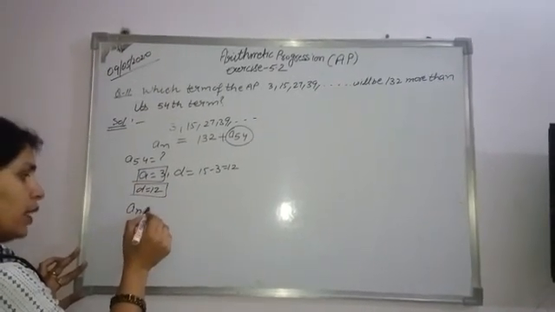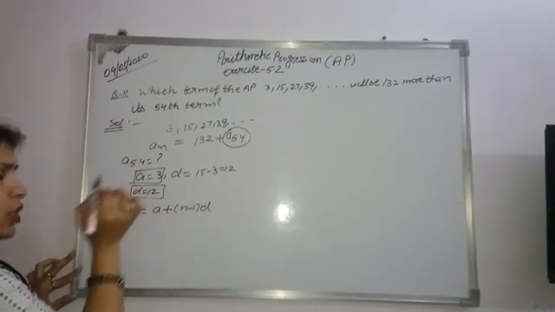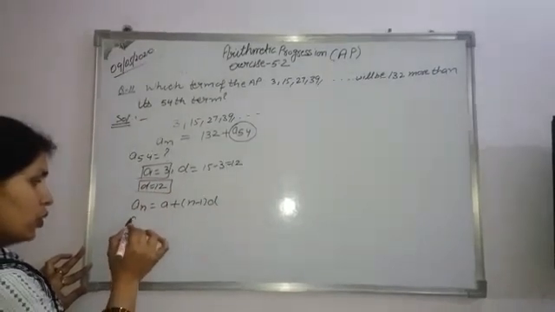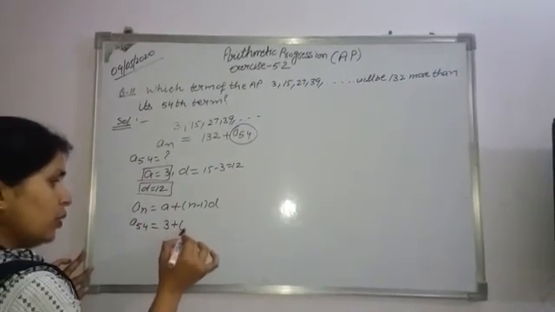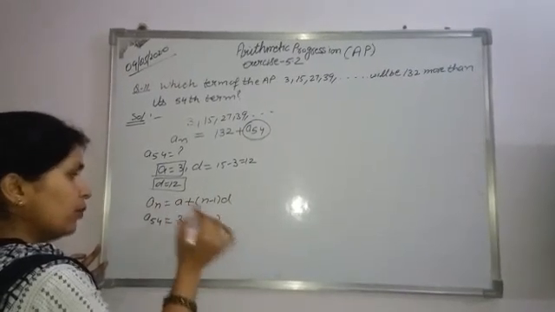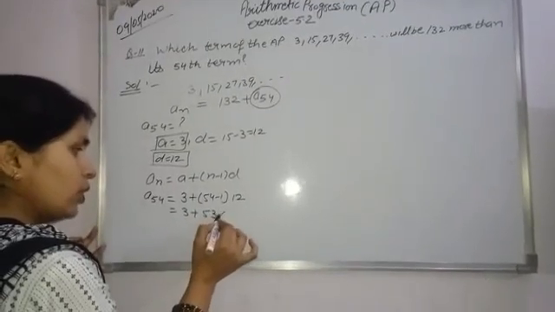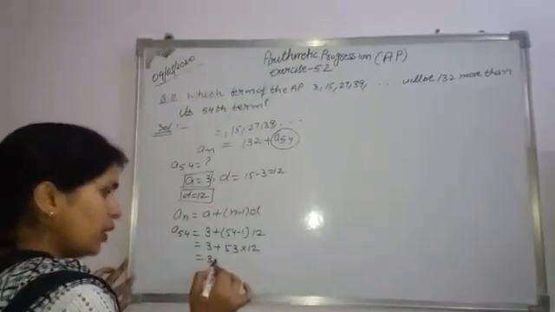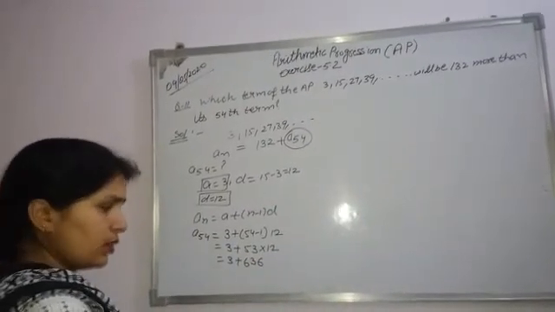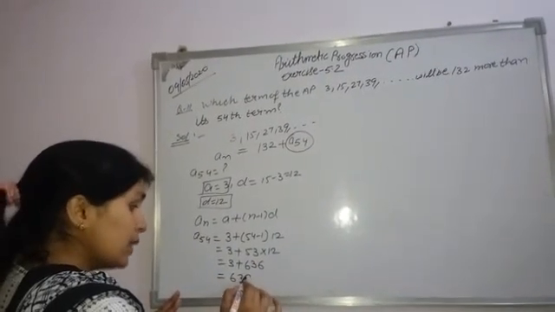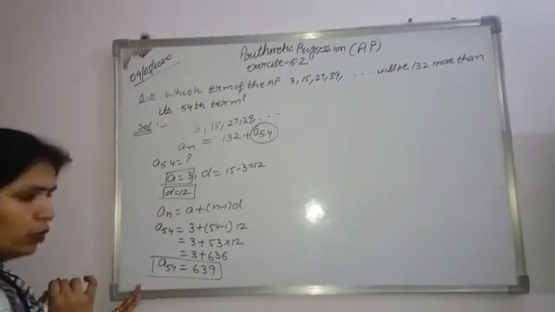The general term is An equal to A plus n minus 1 into D. Which term do we want to find out? 54. So n is equal to 54. A is 3 plus 54 minus 1, and D is 12. So 3 plus 53 into 12. 53 into 12 is 636. 636 plus 3 is 639. So 639 is the value of its 54th term.